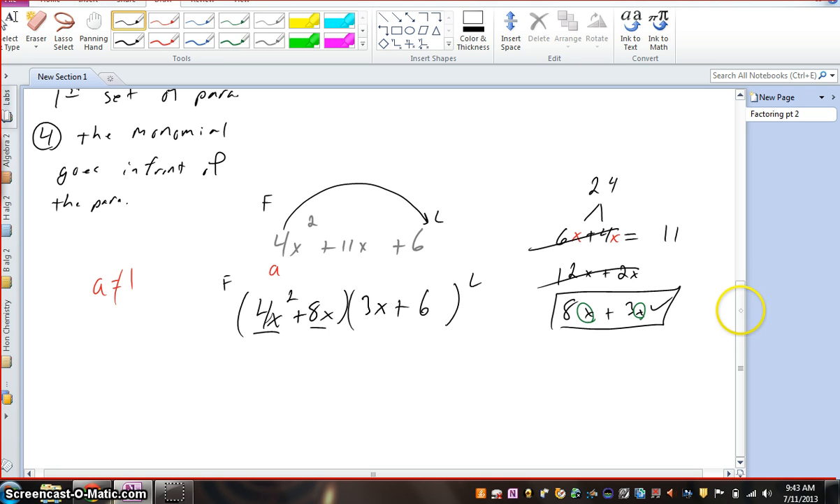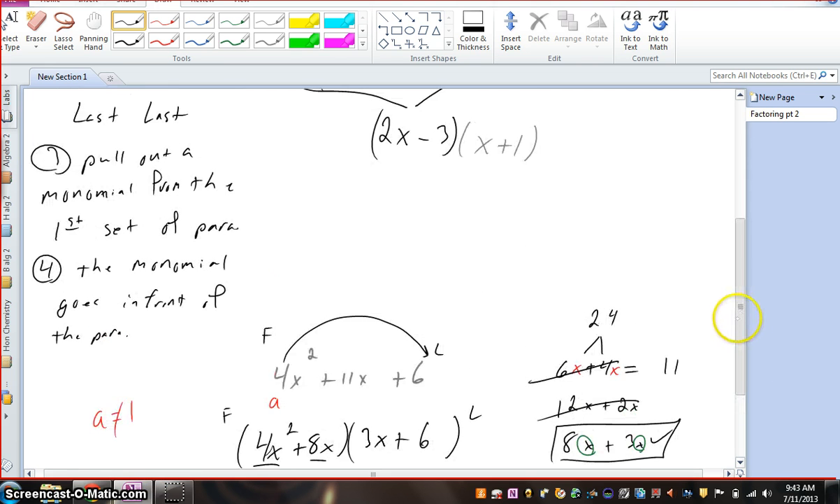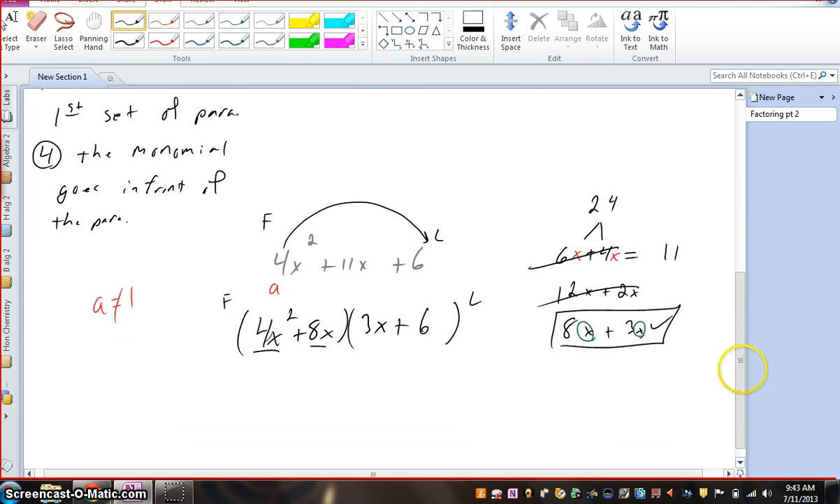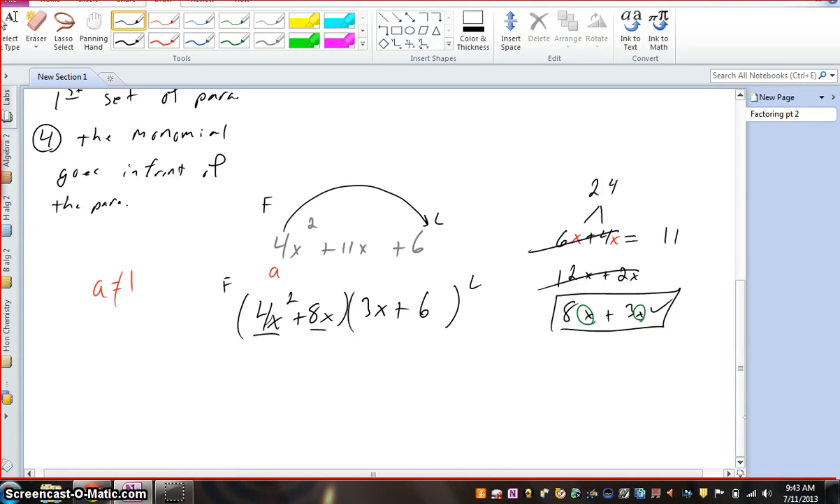Okay, I'm going to reiterate that a lot. Must have the x. All right. Now, the next step is that we need to, just like we have here, pull out a monomial out of the first set of parentheses only. So we go through this process again.